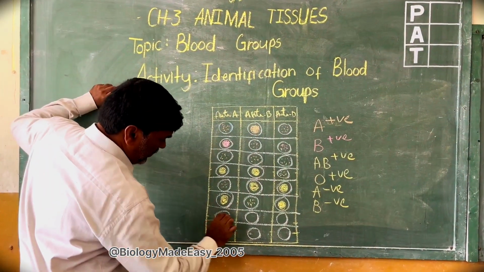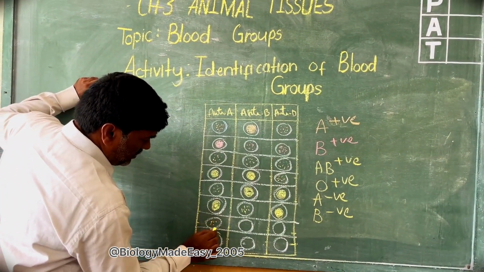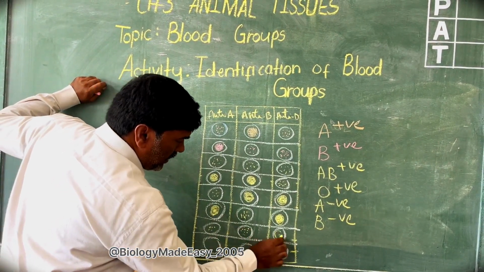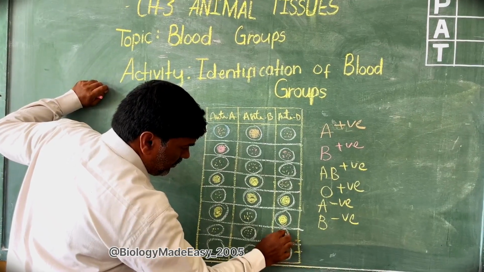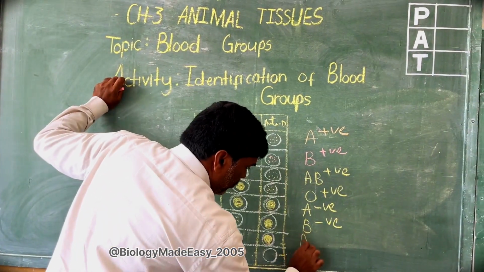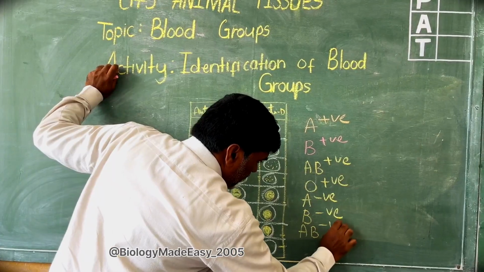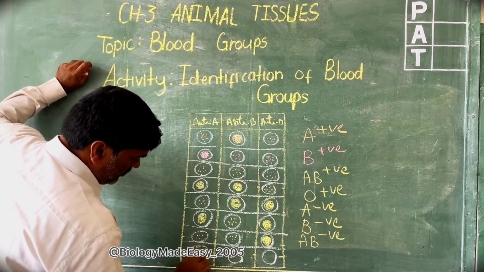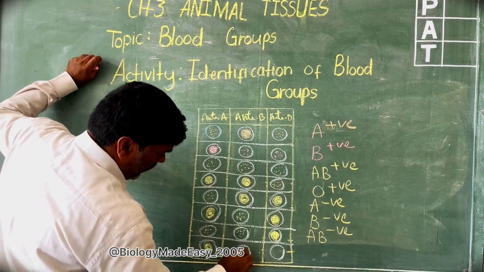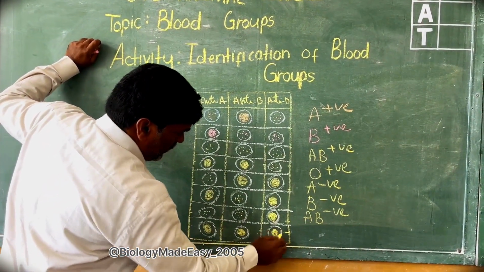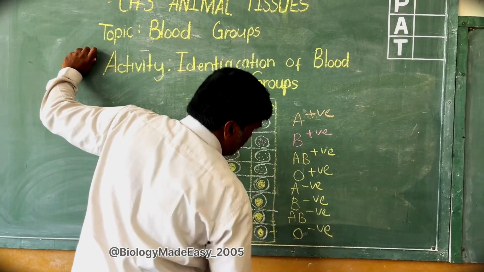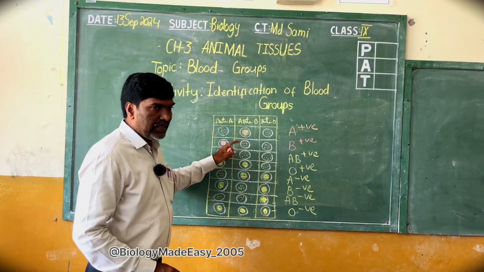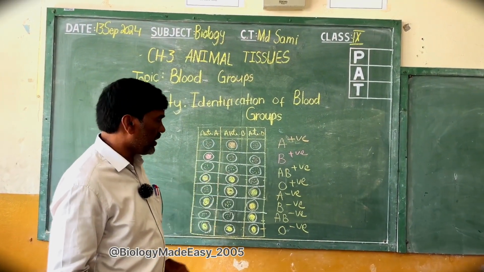Now we can see clotting in anti-A and anti-B, no clotting seen in the anti-D. That blood group is known as AB negative. And finally, there is no clotting anywhere. This is O negative. So these are the blood groups observed by Landsteiner. In this way we can easily identify the blood groups. Now we are going to do that activity.